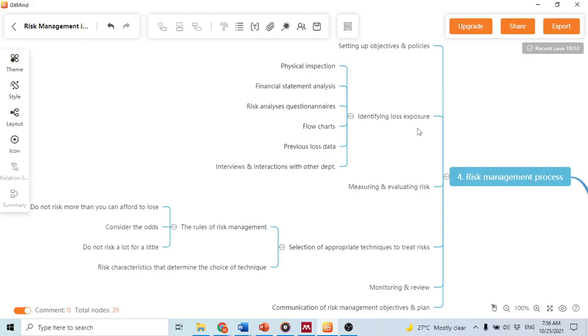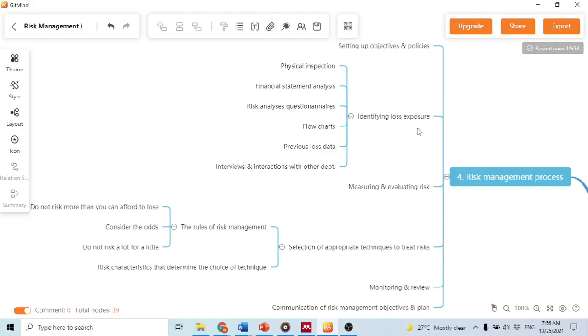So from there, they can understand what category of loss exposures might be faced by the organization. According to the type, for example, you can see here the direct tangible property, indirect and consequential property, and then net income, matters related to their income, and also matters related to third party liability.